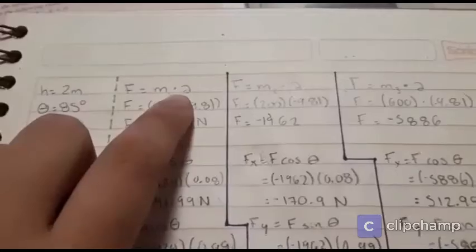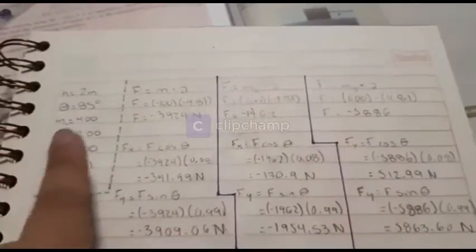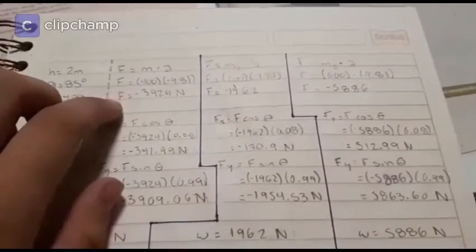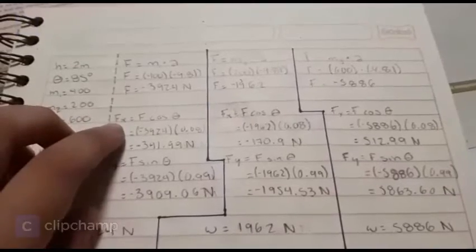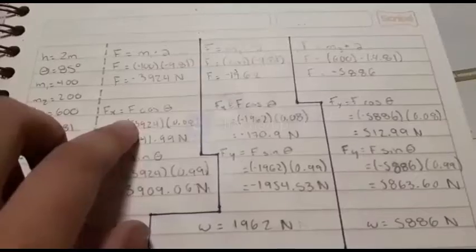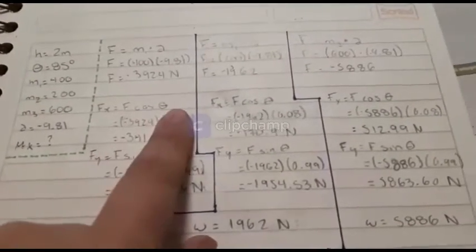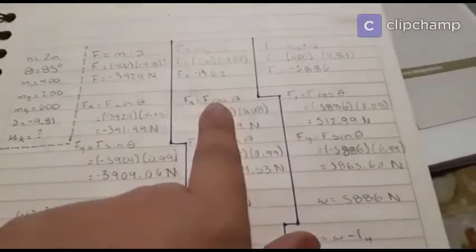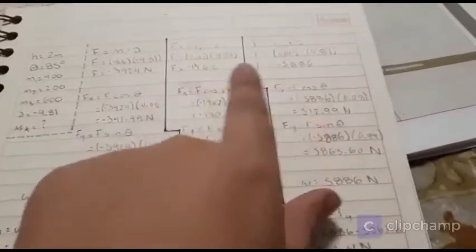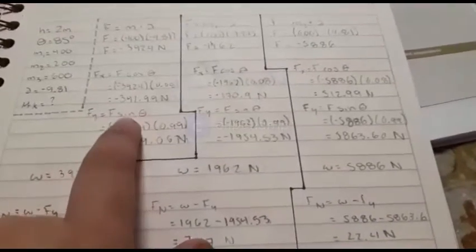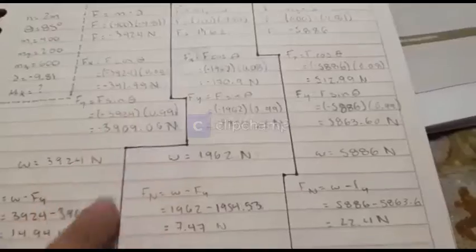Force equals mass times acceleration. We're going to do the same for each mass because we have three different masses. Then, now that we have the force, we're going to use the formula Fx equals the force times the cosine of the angle. We do the same for the three different masses, because each one has a different force, and the same with Fy, but this time it's going to be the sine, not the cosine.